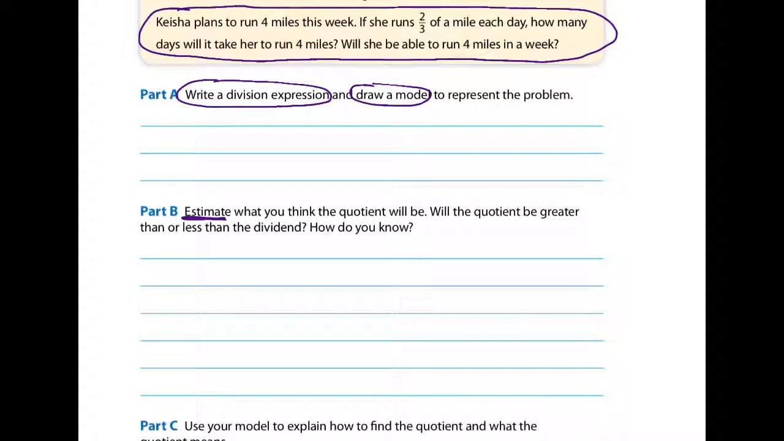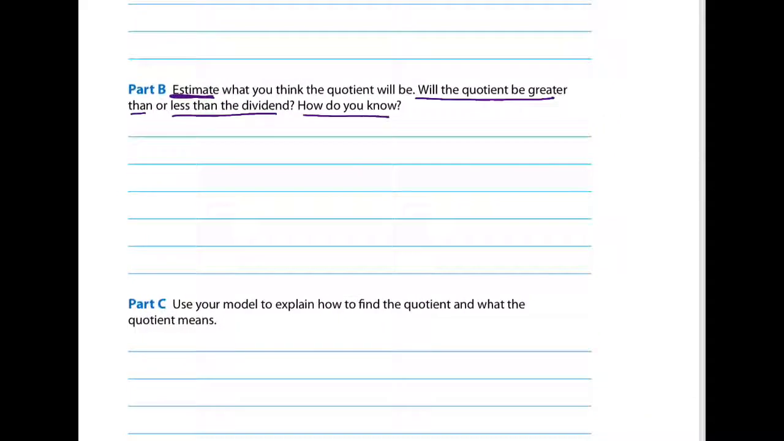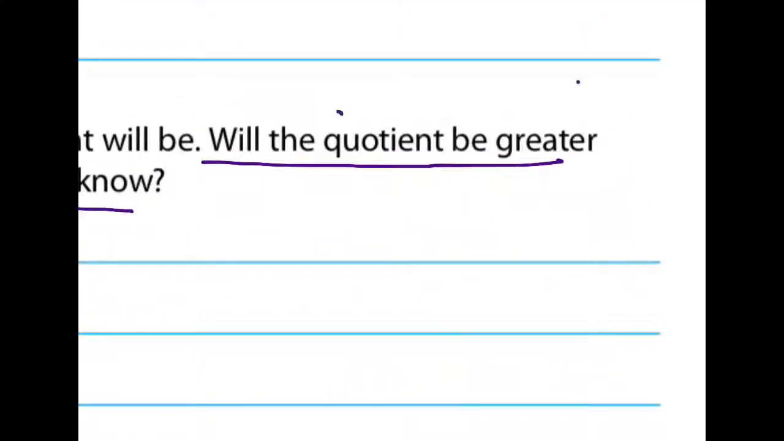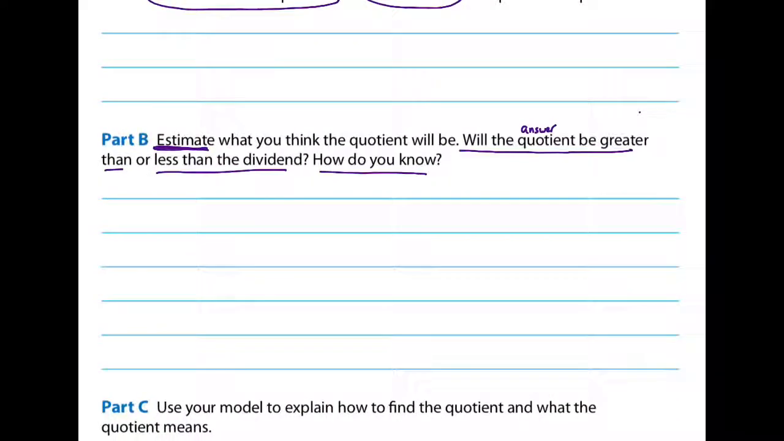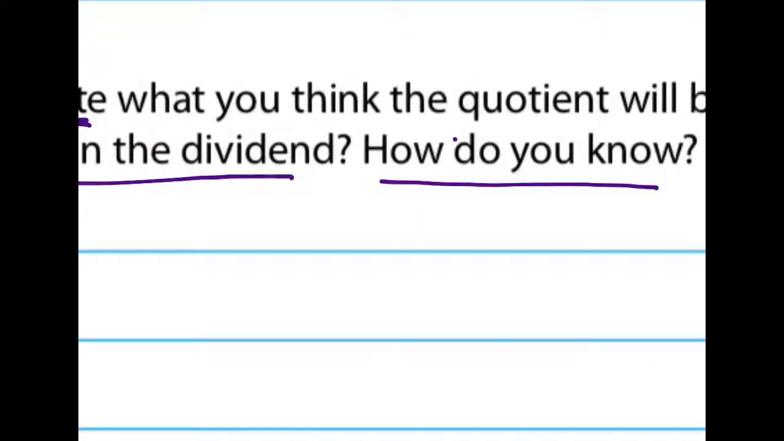All right? Now the question says, will the quotient be greater than or less than the dividend? How do you know? This is kind of like the last question on the previous page we just went over. Like, why was the answer bigger than what you started with? So this is something to go along with that. And by the way, remember, your quotient is your answer. The dividend is the starting number. So remember, it's the number you start with.